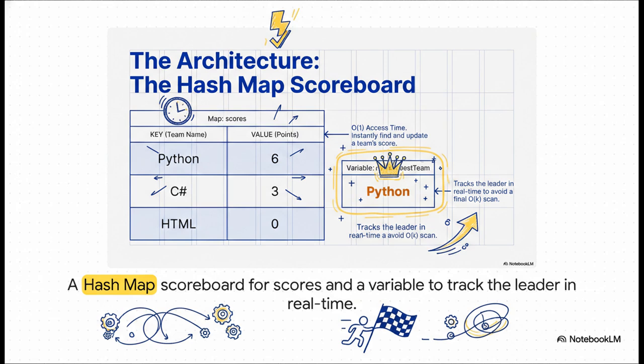First, we're going to use a hash map. Think of it as our live scoreboard. Its superpower is that it can find and update a team's score instantly. And second, we just need one little variable. We'll call it current best team to remember who's in first place at any given moment. That's it. That's the whole architecture.